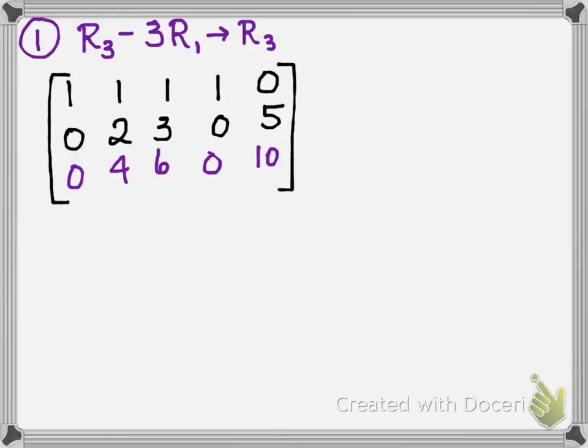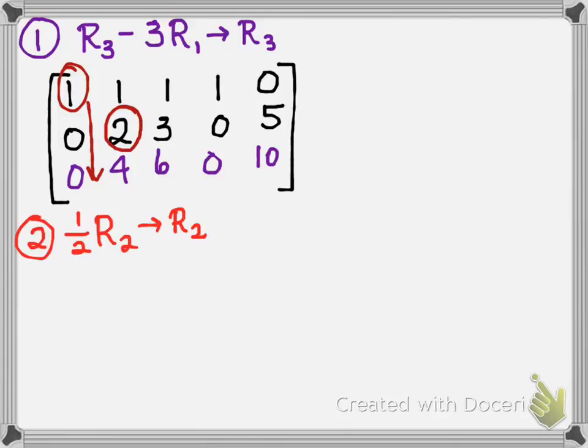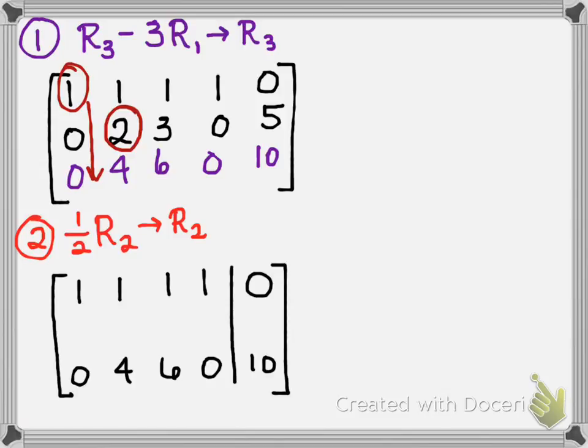Now I want to keep putting this matrix in row echelon form. So I have a leading one in my first row, all 0 entries below it. Now I need a leading one in my second row, and that's going to come from this second entry. And I'm going to get it by taking 1/2 of row 2 and replacing row 2 with that. So I'm going to multiply all the entries in row 2 by 1/2. That means that row 1 and row 3 remain the same, and row 2 becomes 0, 1, 1.5, 0, 2.5.